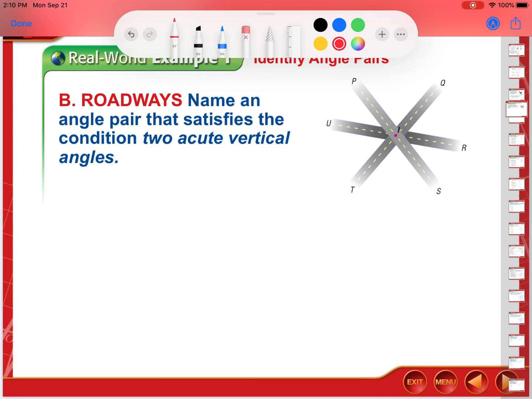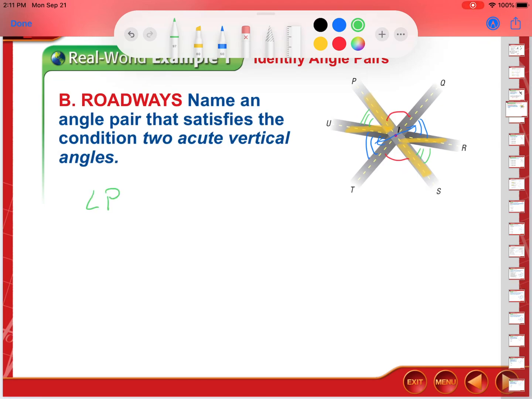Name an angle pair that satisfies the condition: two acute vertical angles. So our vertical angles are, well, this is one set of vertical angles. This is another set because they are straight across from each other through that intersection point. And then this is our third pair of vertical angles. So I'm going to choose this set here because I believe they are the most acute. It doesn't matter, any acute will do, but I'm going for the most acute, the smallest angle.